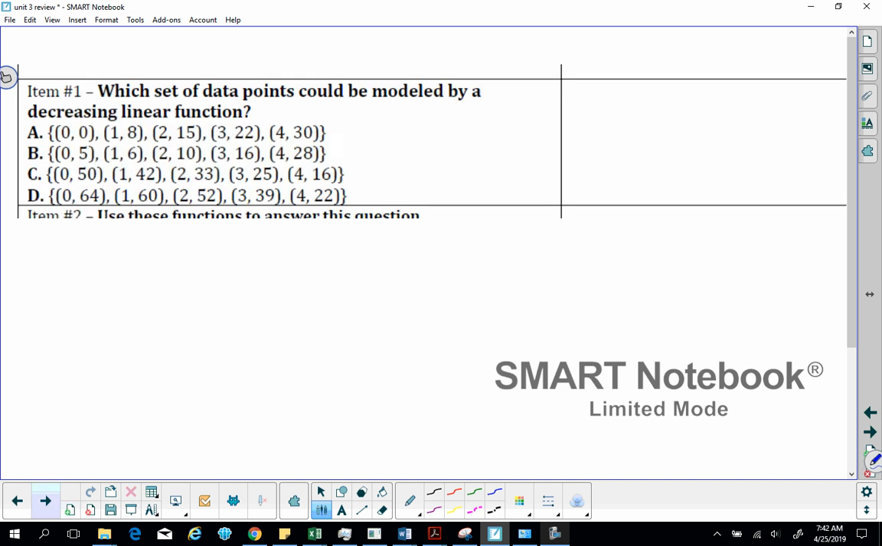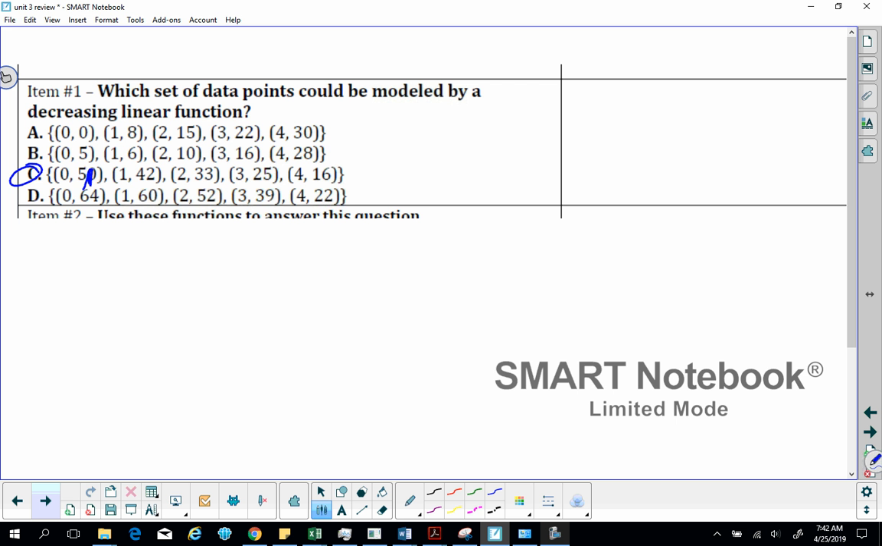Cool. Next one was this. This was from your homework. Does anyone need me to go over this? Or first, what was the answer? C was the answer. Anyone need me to go over?